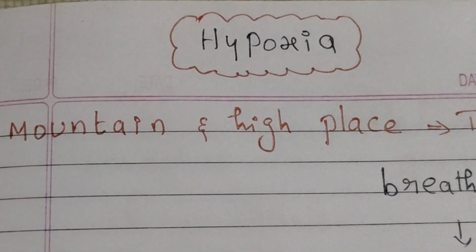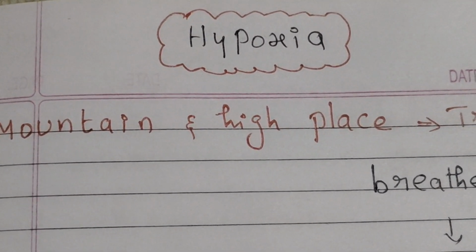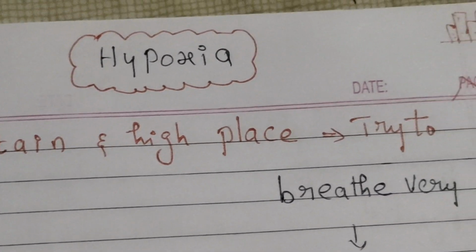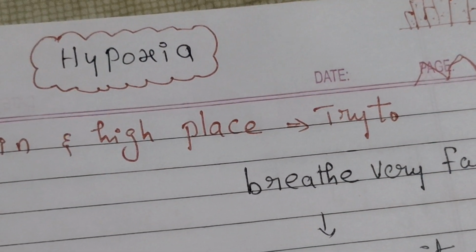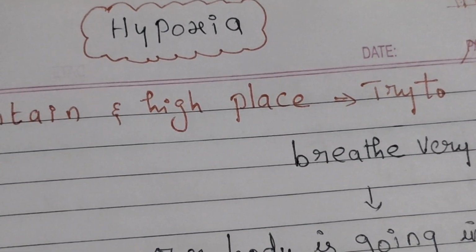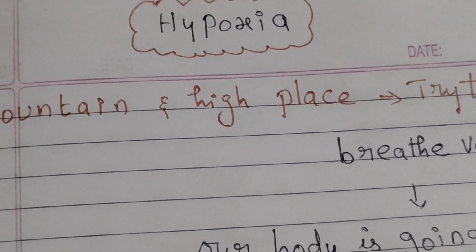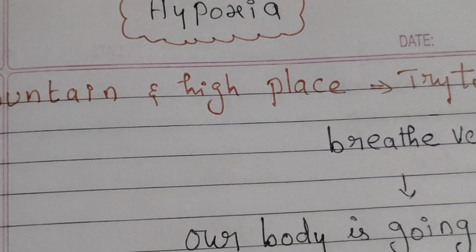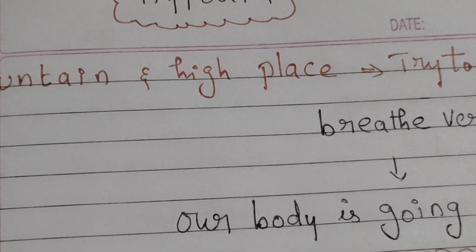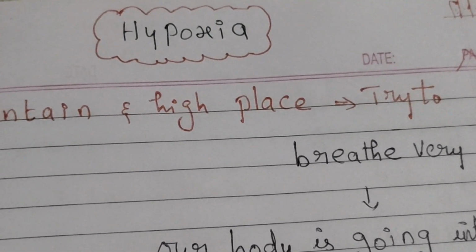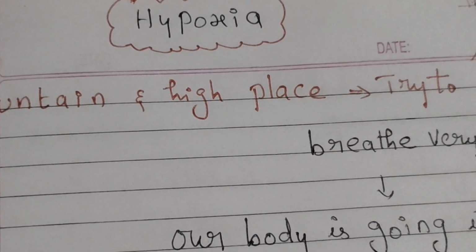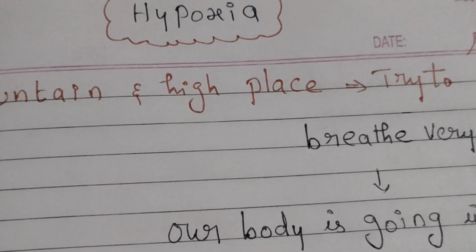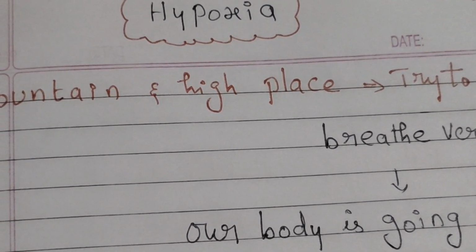Everyone has experience when they go on a mountain or a high place. They try to breathe very fast. It's because our body is going into a condition. That condition name is called hypoxia. So in this video we'll discuss hypoxia and its types.